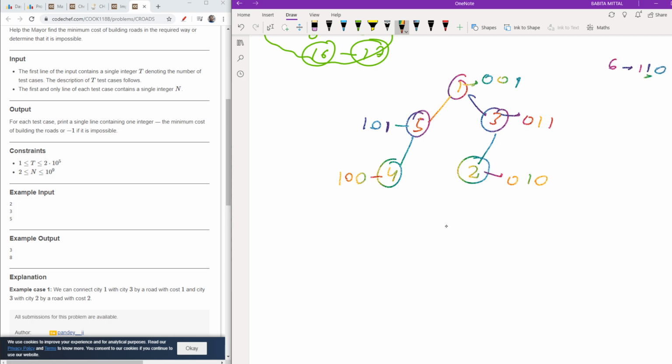So the minimum, as you can see, the least bit which is set is the first bit. So I will attach it with 2, which is 6.